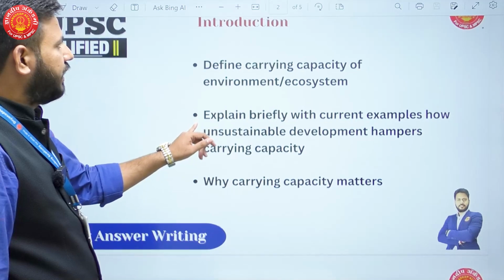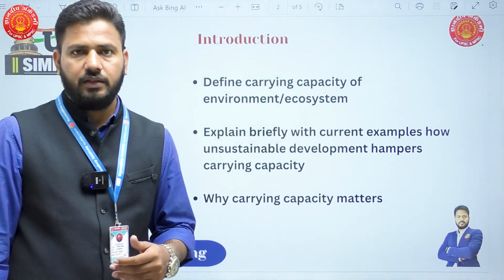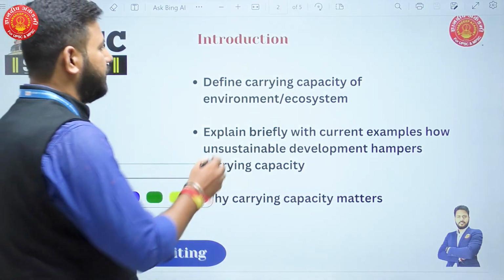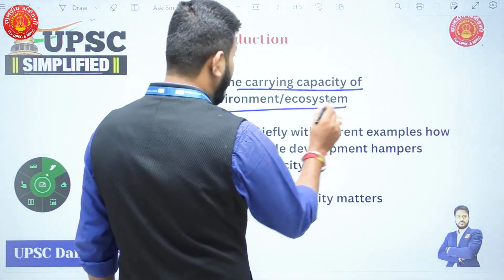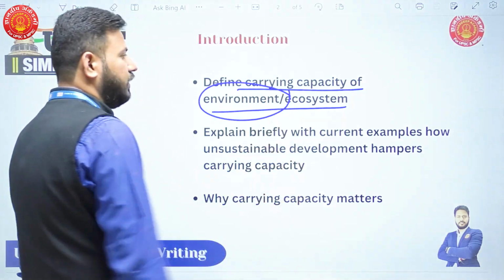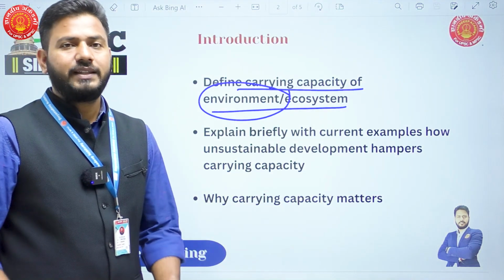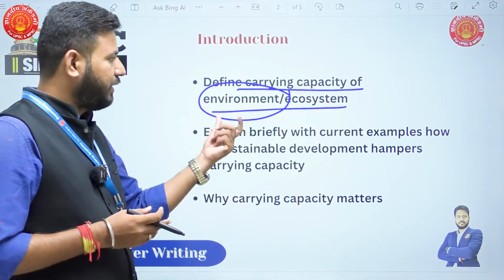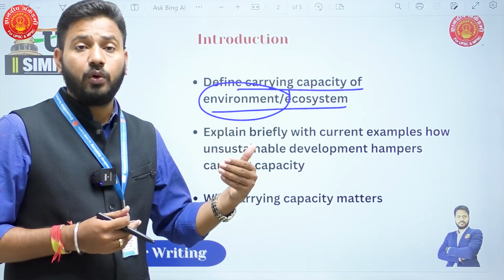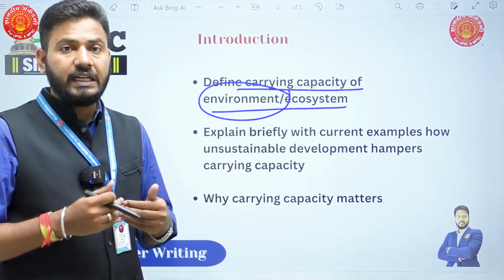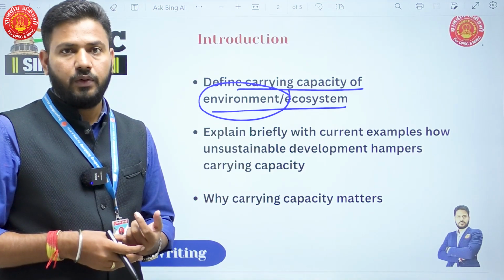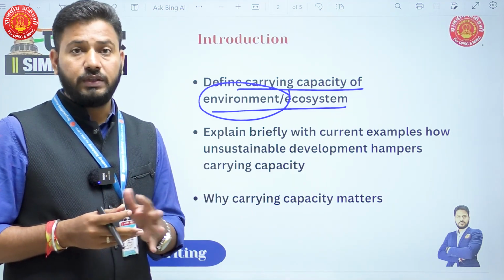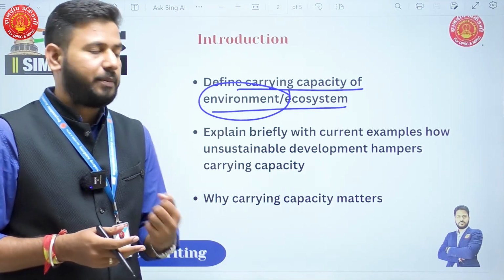Now, in the introduction part, because carrying capacity was one of our focuses, we should first define what is carrying capacity, and that too in terms of environment or an ecosystem. So what is carrying capacity? It is the maximum number of species that an environment or an ecosystem can sustain or support without any degradation in its own functions. That is carrying capacity.